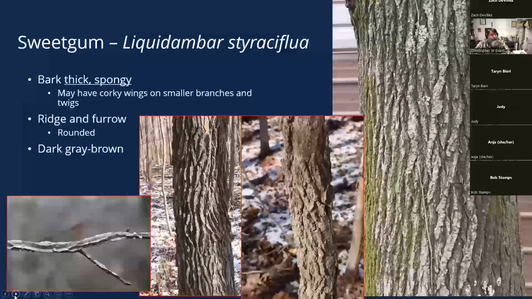Sweet gum bark is really thick, but it's typically spongy. I always say you can stick your thumbnail in it, and it'll leave a depression in the bark. It's so soft, right? So it's very thick bark, but very, very spongy, very soft. Kind of a rounded ridge and furrow. It can be very thick or not so much. There's a lot of variation, but again, you're looking for that soft texture, the soft feel to the bark, and usually an overall dark gray or dark brown color.